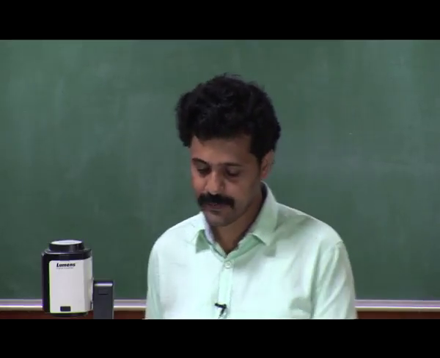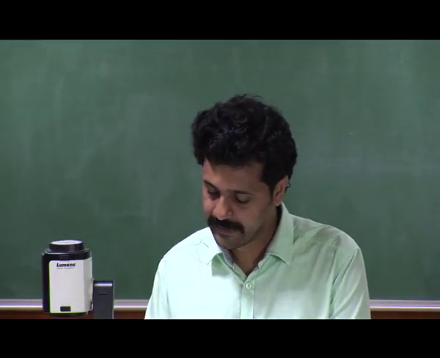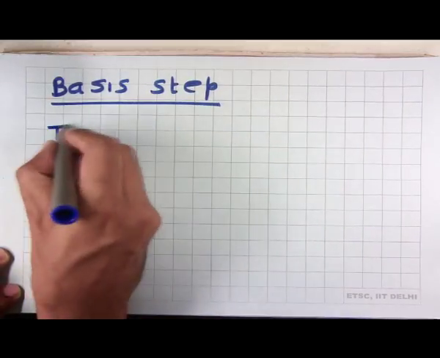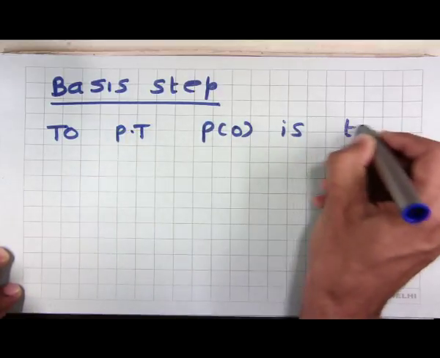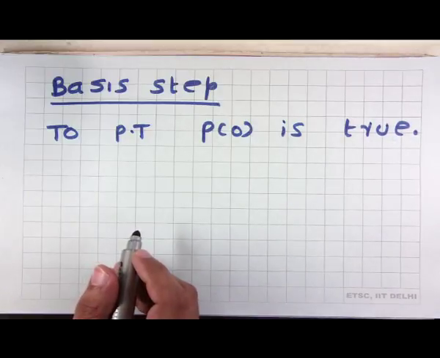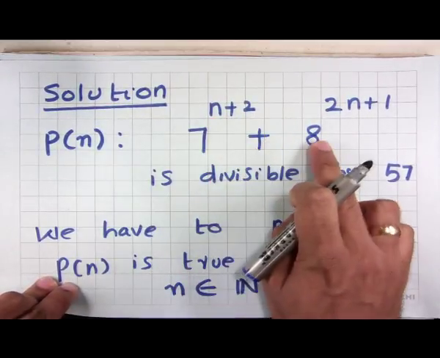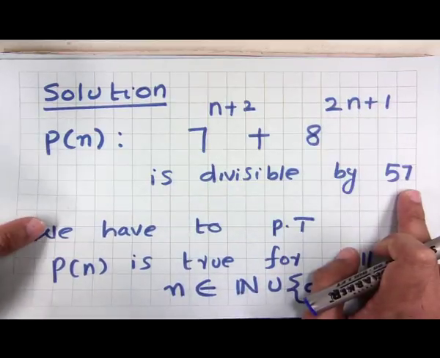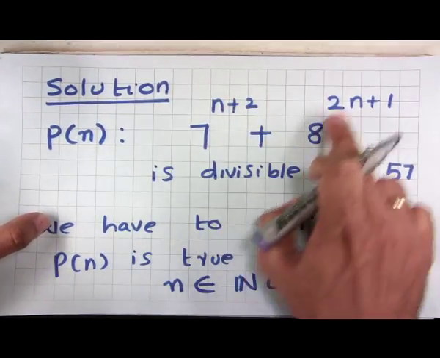By this time you should be familiar with the steps involved in mathematical induction. Basis step: to prove that P of 0 is true. That is, we have to prove that 7 power 0 plus 2 plus 8 power 2 into 0 plus 1 is divisible by 57. Let us first check what is 7 power 0 plus 2 plus 8 power 2 into 0 plus 1.